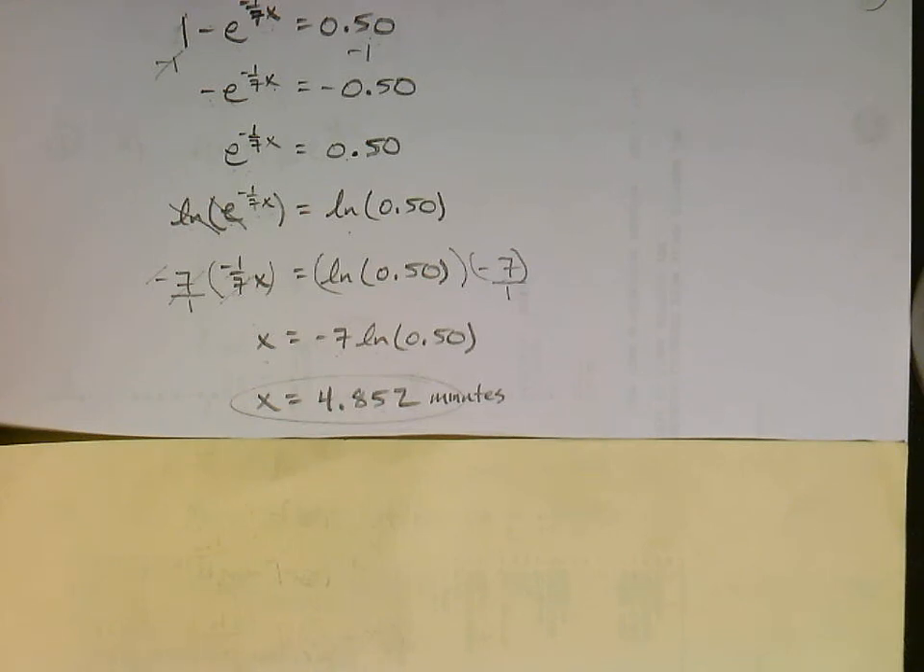So if we were to draw the line on our graph right at 4.852, then we'd have 50% of the data on the left side of that line and 50% of the data on the right side of that line. Is how that would work.